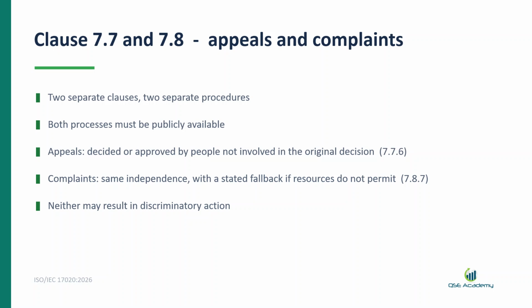For appeals, 7.7.6 requires the decision to be made by, or reviewed and approved by, persons not involved in the decision being appealed. For complaints, 7.8.7 says the same, and then adds something pragmatic. Where resources do not permit this, any alternative approach shall not compromise impartiality. That carve-out exists for small bodies, and you should document how you use it. And neither process may result in discriminatory action against the person who raised it.